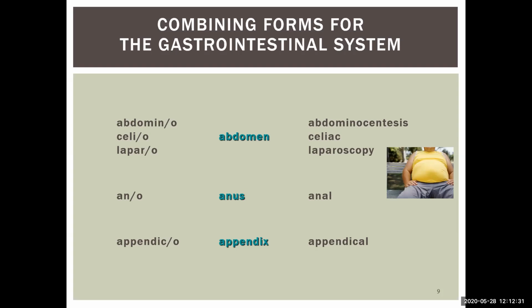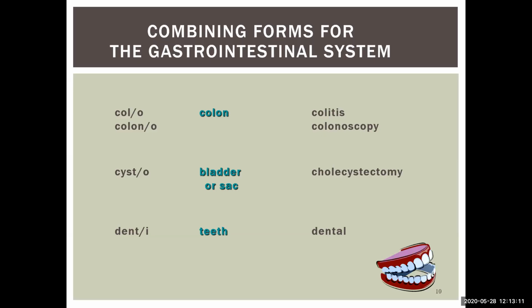Abdomino, celio, and laparo is abdomen. So laparo is a lapar, it depends on how you pronounce it, but when you put it together with a suffix like laparoscopy, then you can see pronunciation will change. Celiac, pertaining to, and then abdominocentesis. Centesis would be where we put in a needle and draw out fluid, remove fluid. Ano, anus, so anal, pertaining to the anus. Appendico, or when we say singular, it's appendix, and appendical would be pertaining to the appendix.